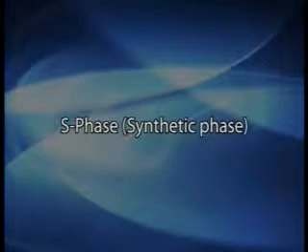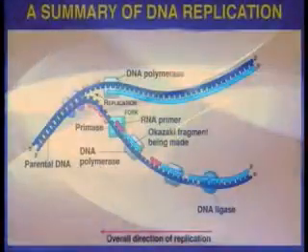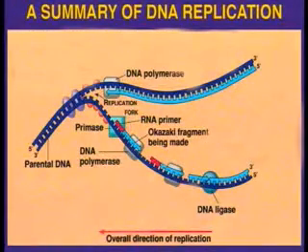Now we come to S phase, or the synthetic phase of the cell cycle. This is the phase in the cell cycle in which the synthesis of DNA via semi-conservative replication takes place. The DNA, as we know, is the brain of the cell.